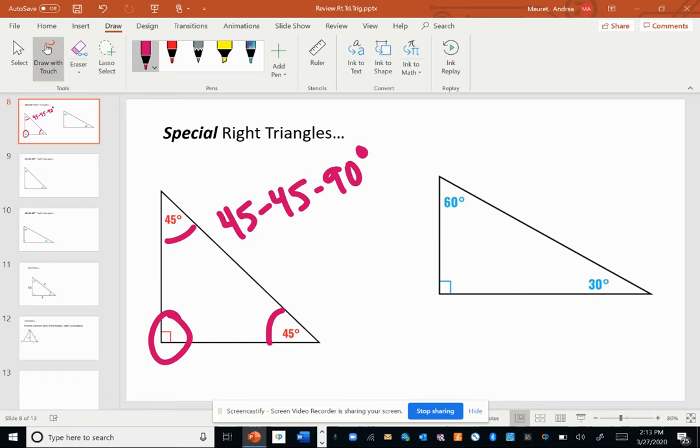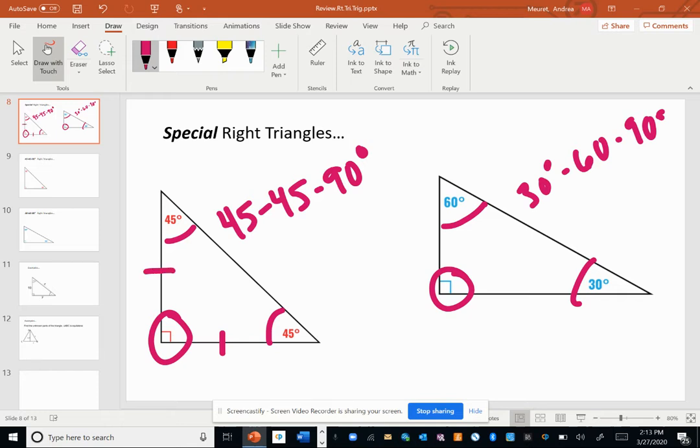Same idea, this is called a 30, 60, 90 degree triangle. And again, it's got a 30-degree angle, a 60-degree angle, and a 90-degree angle. So in the 45, 45, 90 triangle, it's an isosceles right triangle, meaning that those two sides are the same. And in a 30, 60, 90 degree triangle, we don't actually have that same relationship.